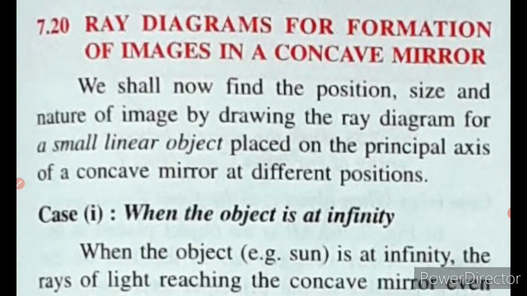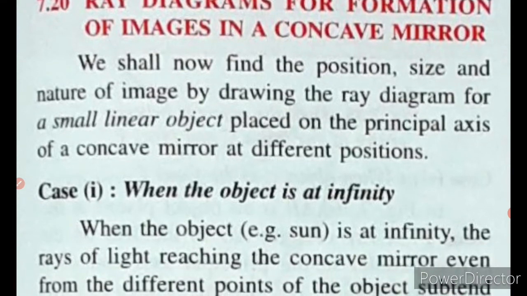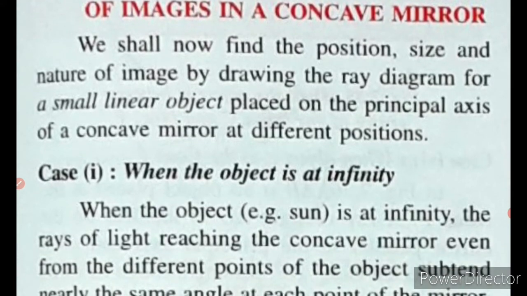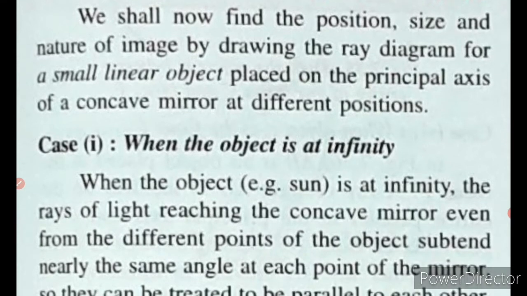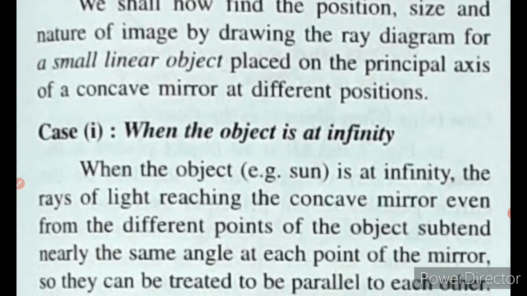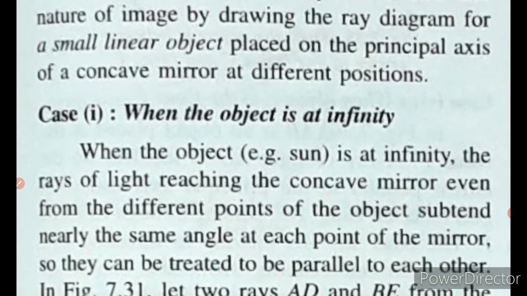All different positions possible, right. So case 1, when the object is at infinity. When the object such as the sun is at infinity, the rays of light reaching the concave mirror, even from different points of the object, subtend nearly the same angle at each point of the mirror, so they can be treated as parallel to each other, right.